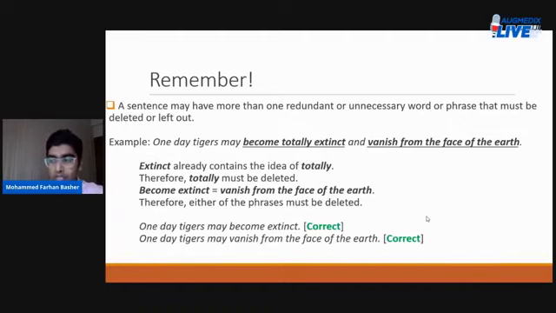So you either say, one day tigers may become extinct, or you say, one day tigers may vanish from the face of the earth.